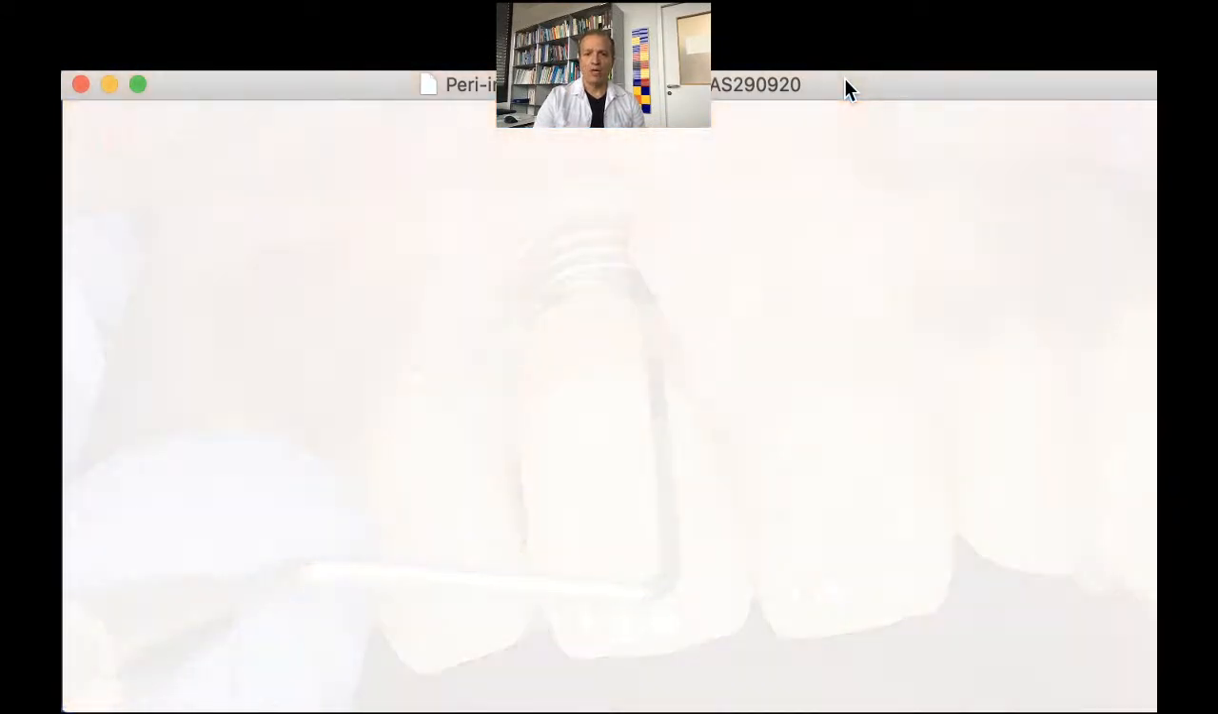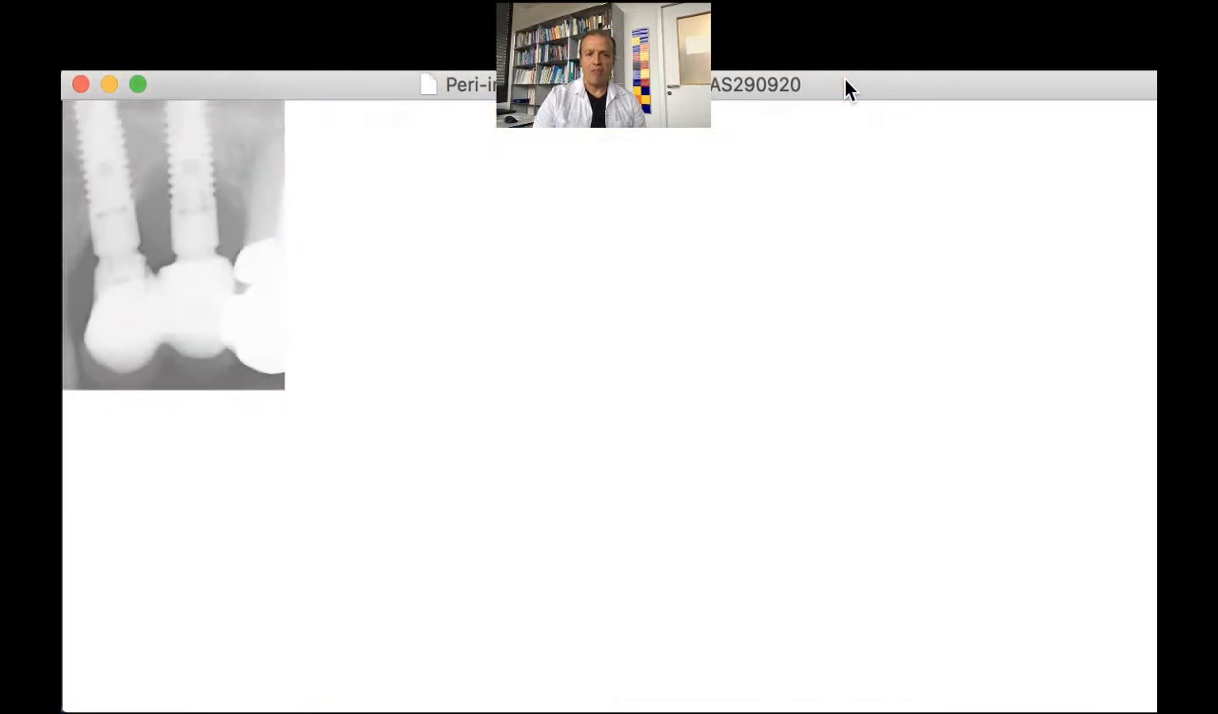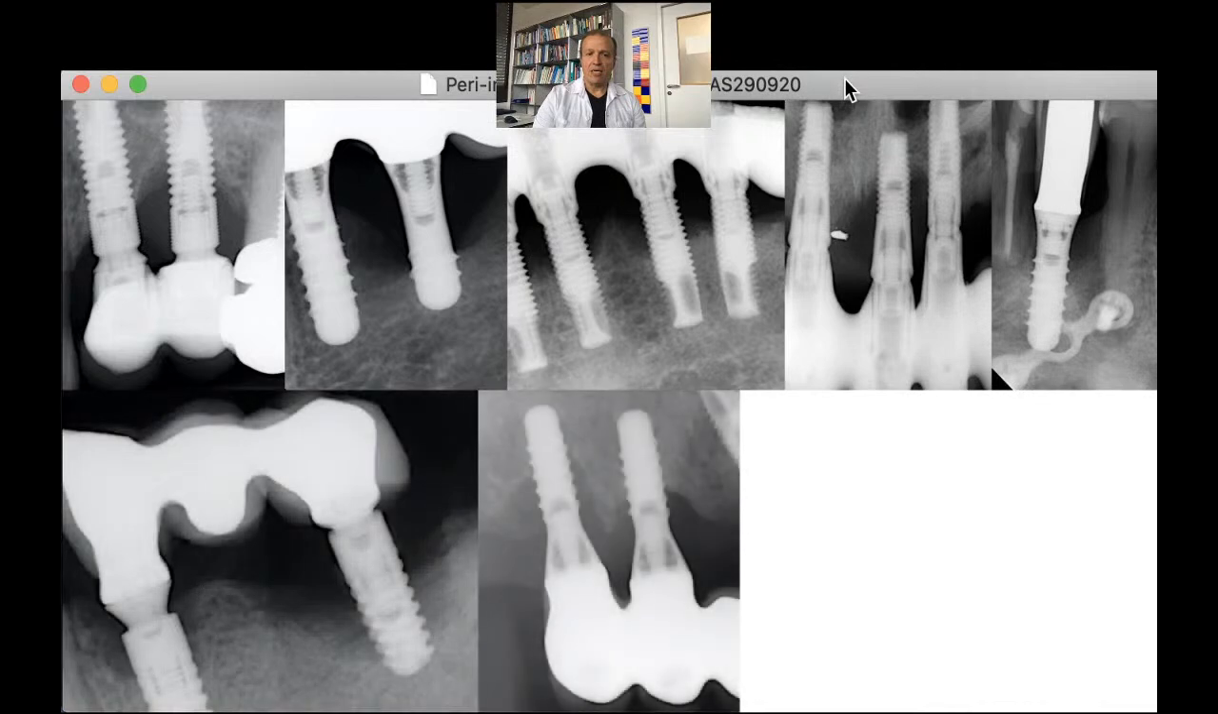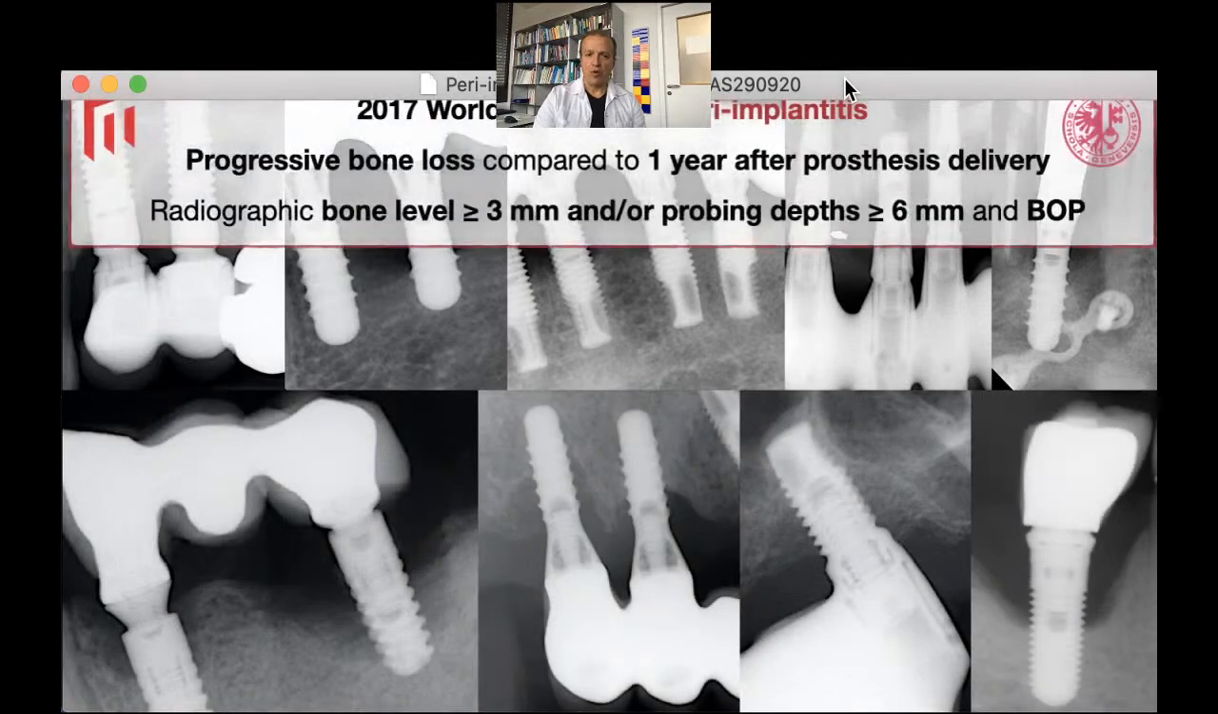And just to set the frame, peri-implantitis is inflammation in the peri-implant mucosa and progressive bone loss, compared to the bone levels after 1 year from prosthesis delivery, where we expect that the remodeling of the tissues due to implantation and other manipulation of the tissues is completed.